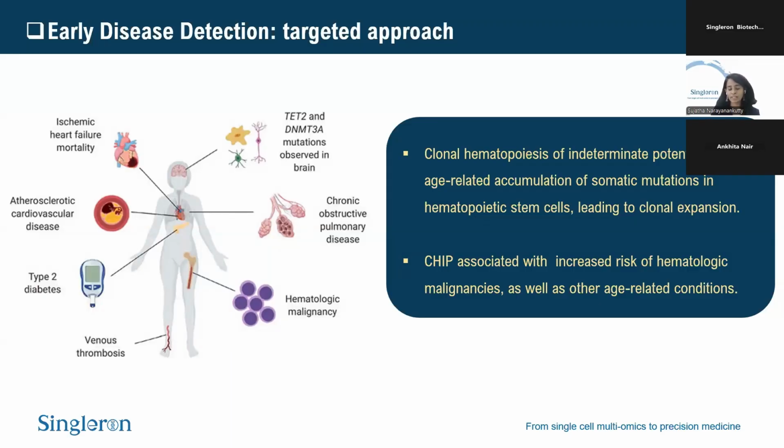So with age, you accumulate these mutations, and then suddenly there's a clonal expansion. And at that point, data have shown that this is associated with increased risk of both hematologic malignancies as well as a lot of other age-related conditions, for example heart conditions, cardiovascular disease, diabetes, etc. So this is an early signal, and if detected early, could prompt early intervention.